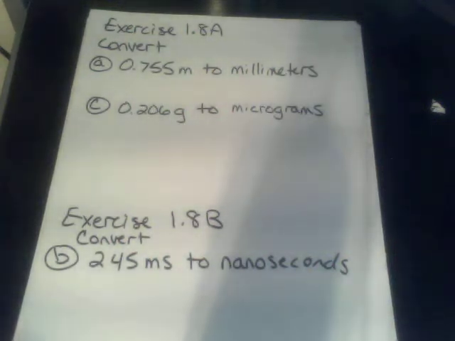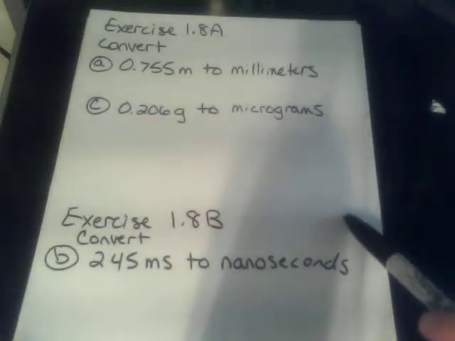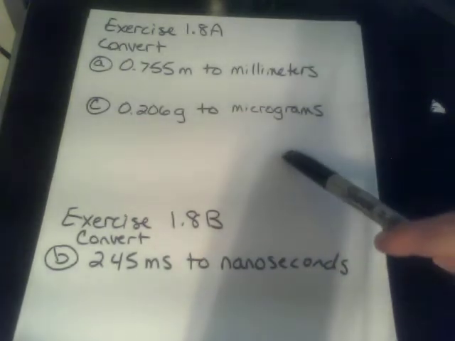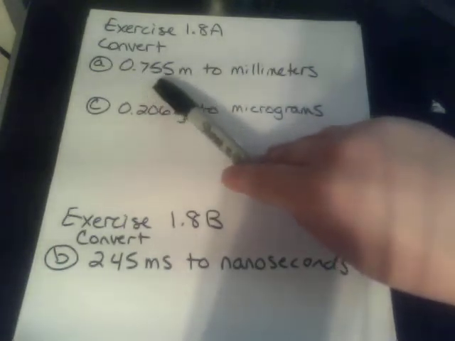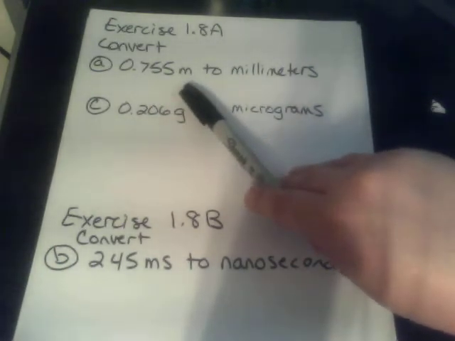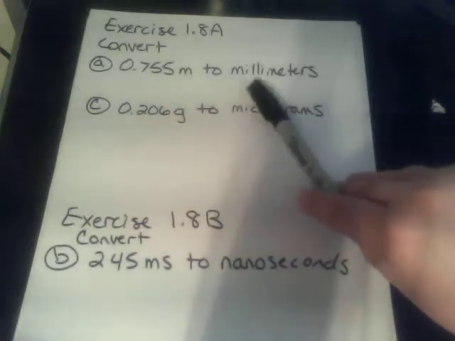So for this video, what we're going to be doing for our CHEM101 class is for Chapter 1, we're going to be doing some practice. This is conversion. So what they're asking us to do here is to convert, for example, 0.755 meters, lowercase m, to millimeters.